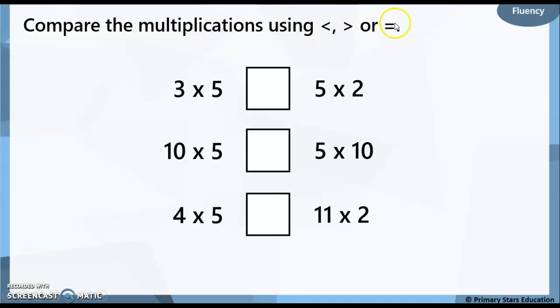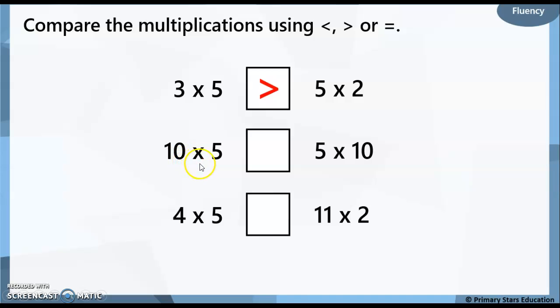Compare the multiplications using greater than, less than, or equal to. So with these, we've got a mixture of 5 times, 2 times, and 10 times. To make them all the same, we want to be working these answers out to then think, right, which one's bigger, which one's larger, which one's smaller. So 3 times 5: 5, 10, 15. 5 times 2: 2, 4, 6, 8, 10. So this is the largest number.